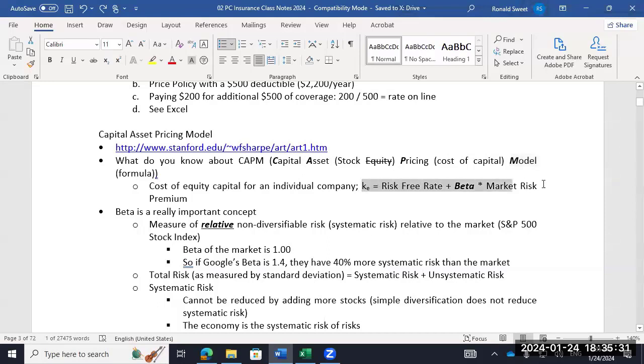Y'all know the formula though, don't you? That looks familiar? Yeah. The cost of capital is the risk-free rate plus beta times the market risk premium. So the key here is the beta, because that's the only thing that is specific to the company.